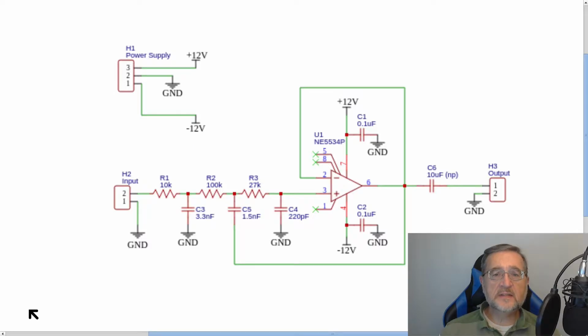The schematic is very simple, and we have seen already something similar in other videos. The core of this filter is the op-amp NE5534P, which we have used extensively in other Theremin units. The op-amp makes this filter an active one, and this particular configuration is called Sallen-Key, from the name of the two engineers that invented it.